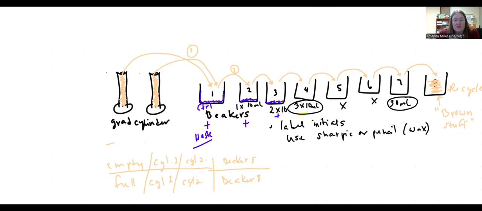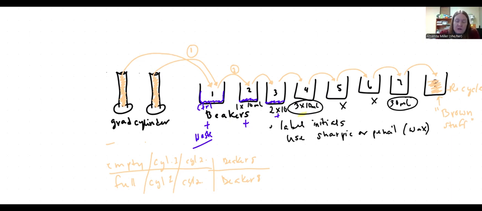The other waste is beaker 1, which is full of blue waste and soap and all kinds of stuff. That needs to go into the container that's marked blue stuff on the side bench. That is not recyclable. That is hazardous waste that we dispose of.